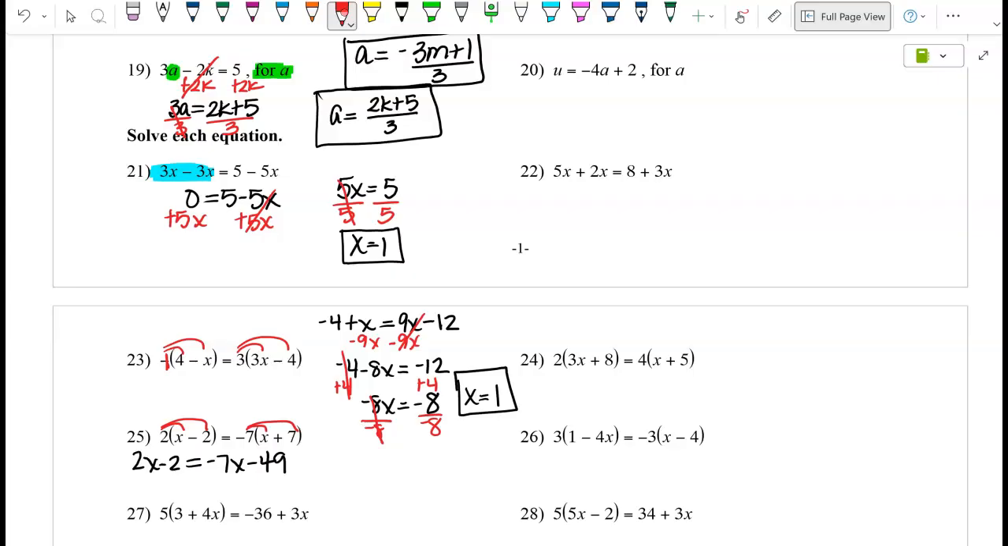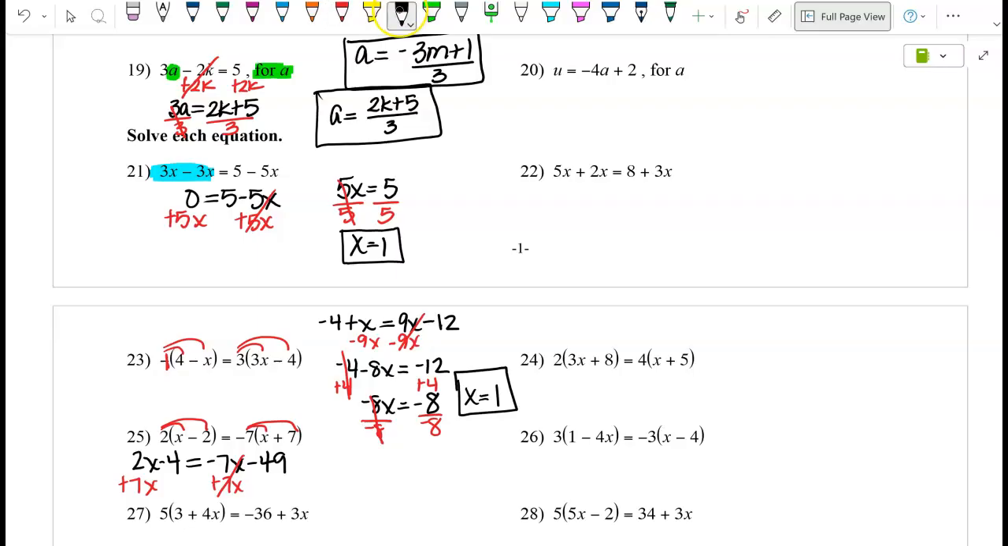What's the opposite of minus 7x? So we need to add 7x to both sides, because I need to get that x on the same side. Oh, I didn't multiply 2. Thank you. Gosh, I'm not having a great day here, am I? 2x minus 4. Thank you.